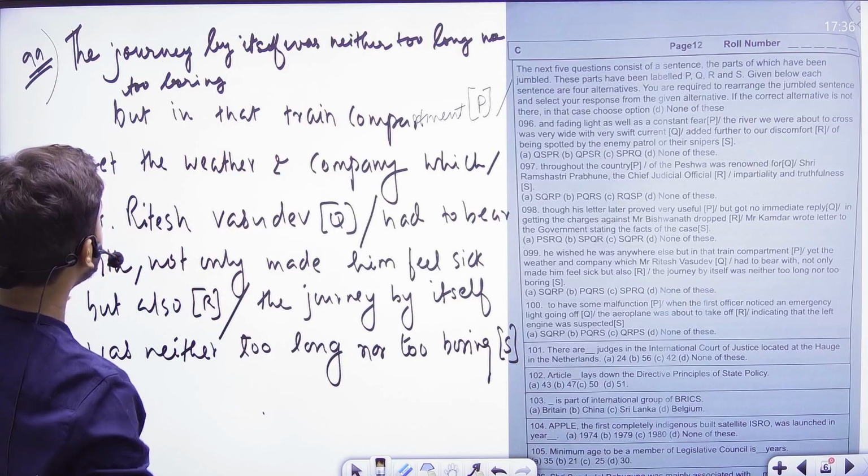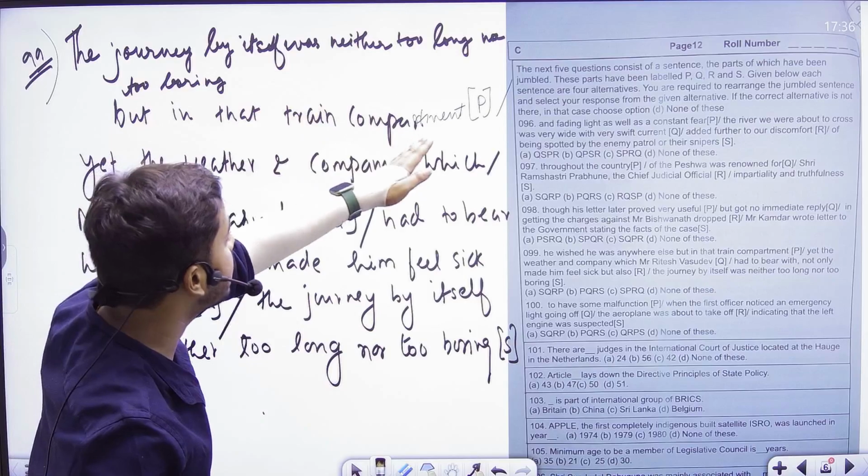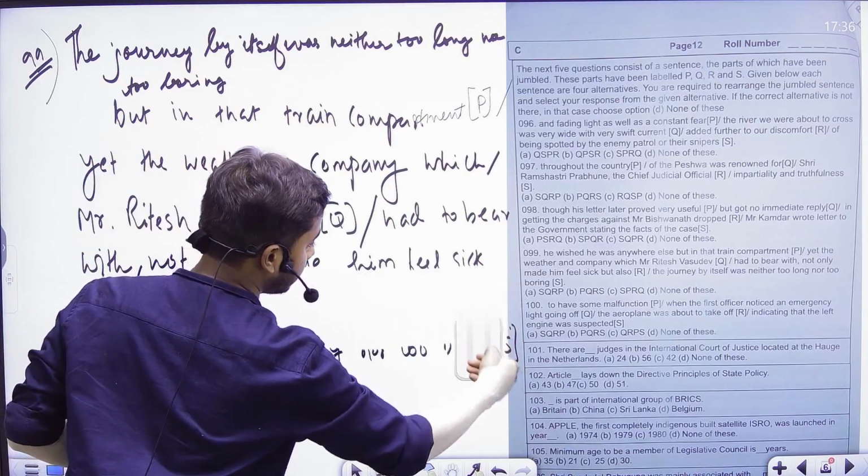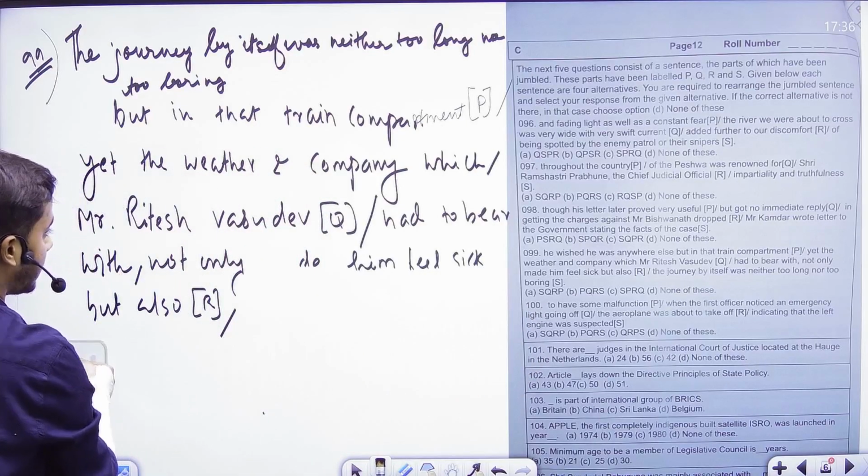Right? So the journey by itself was neither too long nor too boring. So ये section चला गया हमारा. ये था section number S.